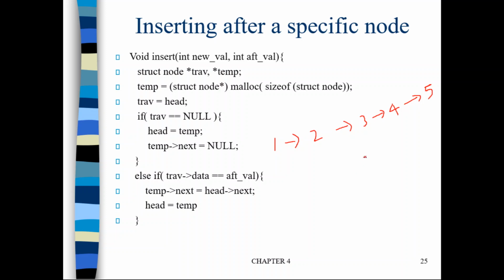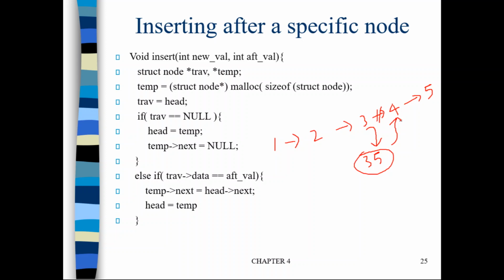Say that now I want to add a new node. So let us assume that the new node's data part contains 35. Say I want to add this new node after the node 3. Then how will the linked list change? The linked list should change like this. Now 3's next should point to 35, and 35's next should point to 4. So this is what is called insertion.